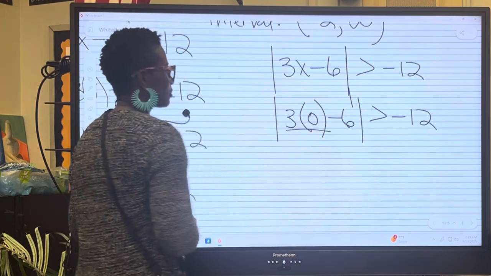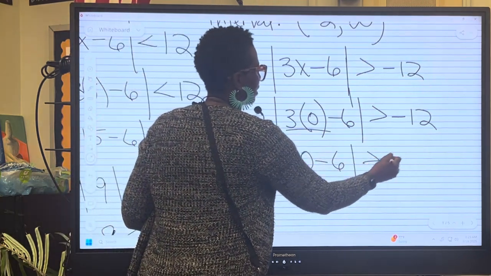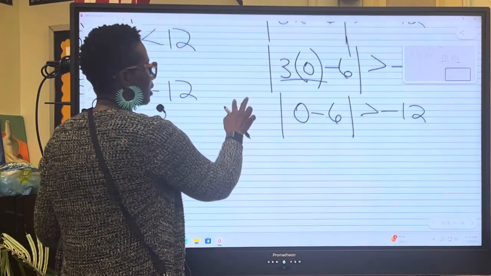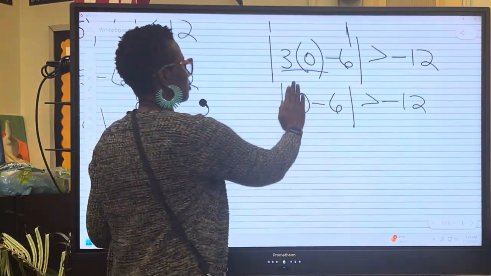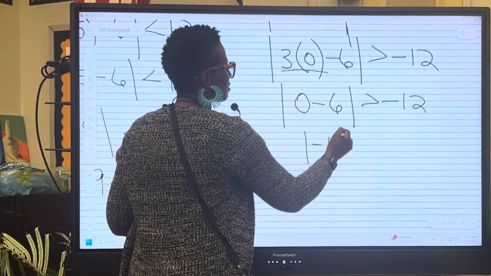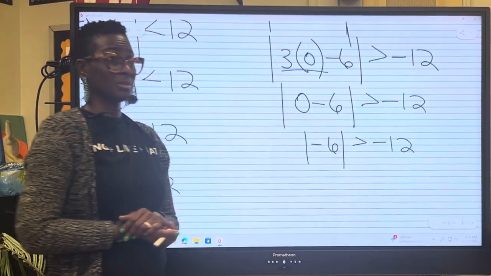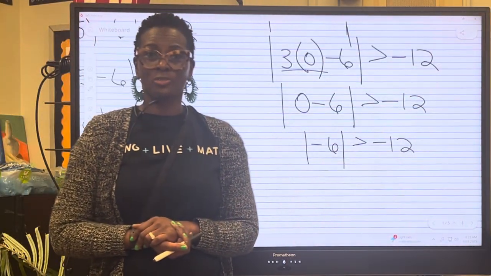Okay. What's 3 times 0? 0. So now we got 0 minus 6 is greater than negative 12. Keep going. 0 take away 6. Well, you just don't even have a 0. What is it? Negative 6. So the absolute value of negative 6 is greater than negative 12. Now, what is the absolute value of negative 6?